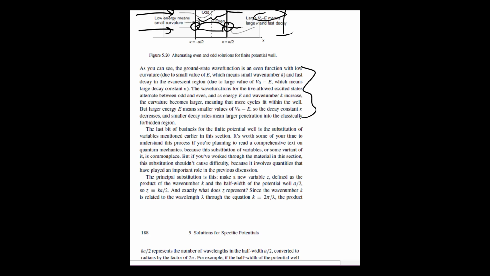So the last thing we do here for the finite potential well is this substitution of variables that I mentioned earlier that you're going to see in lots of comprehensive quantum texts. To understand that substitution, start out with a variable called z, which we're going to define as Ka over 2. So what does that mean? Well, we know what the wave number k is. It's 2 pi over lambda.